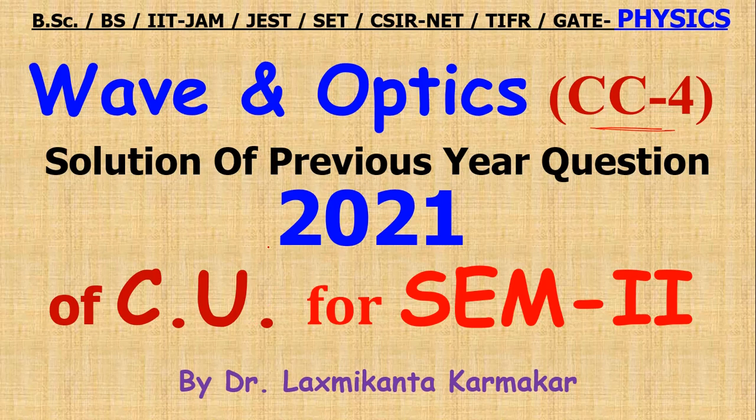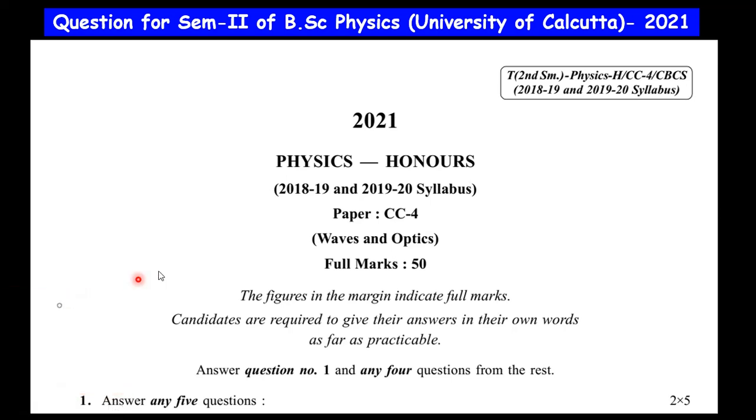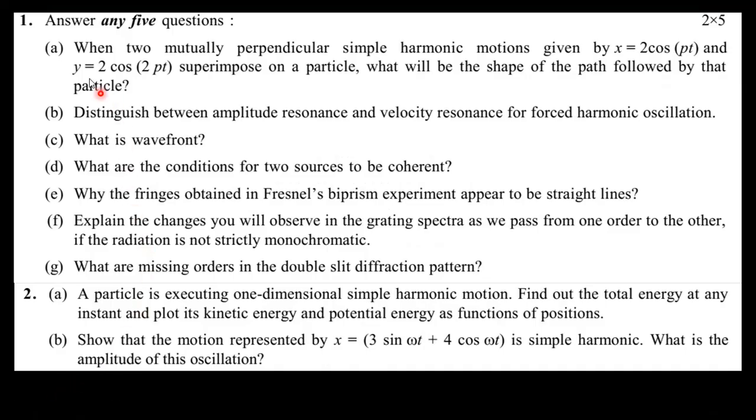So let's start today's video on the 2021 CC4 paper for Physics Honors, semester 2, of the University of Calcutta. Look at the questions asked this year. You need to attend question number 1 and any 4 from the rest of the questions, and in question 1 you need to solve 5 from A, B, C, D, E, F, G, H. Among the rest you need to solve 4 questions.